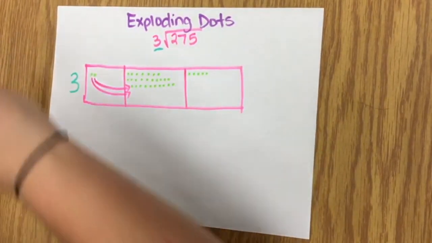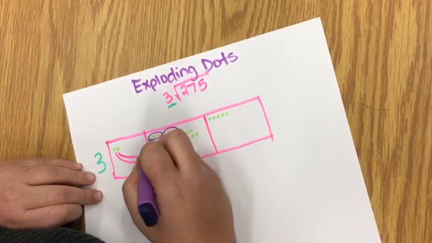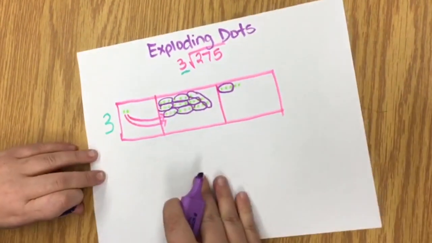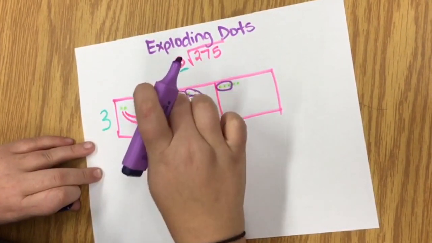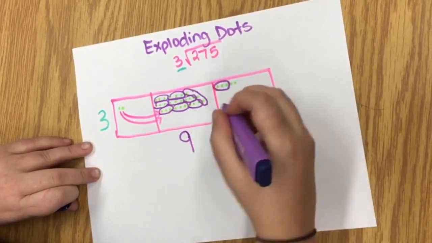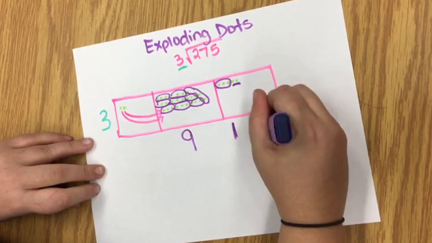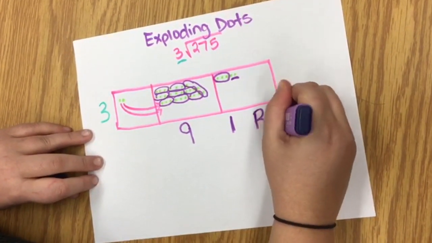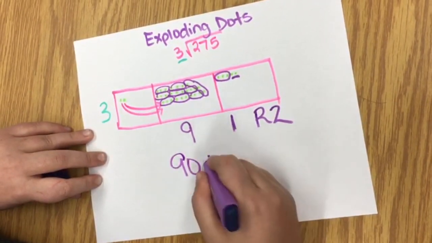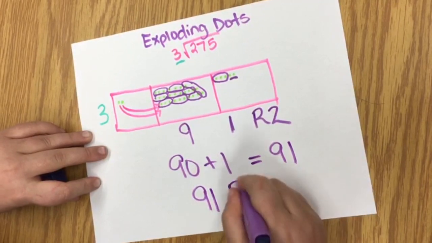All right, now that I've moved it in there, I can start circling where I see groups of 3. So I have 1, 2, 3, 4, 5, 6, 7, 8, 9 groups of 3, and then I have 1. Since I have 2 left over, this will be my remainder. Since these are in the tens place value, it equals 90, plus 1 equals 91. So my answer is 91, remainder 2.